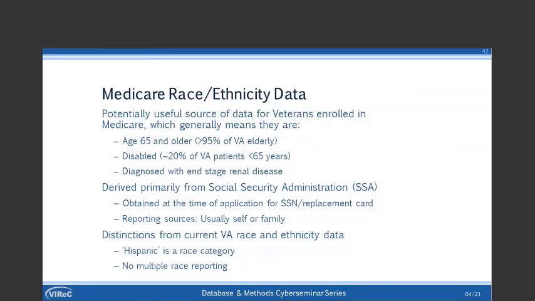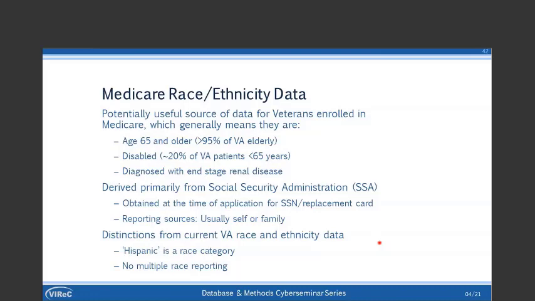So for the Medicare data, it's potentially a useful source of information as long as the veterans are enrolled in Medicare. Approximately 95% of those aged 65 and older are enrolled in Medicare, and approximately 20% of those under the age of 65 are enrolled. Those are predominantly those who are disabled, but can also include those who have a diagnosis of end-stage renal disease. The data do come from the Social Security Administration, and they're obtained at the time of application for a Social Security number or replacement card, and they come either from the individual or typically from a family member.